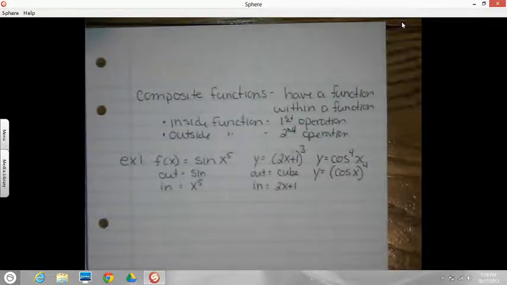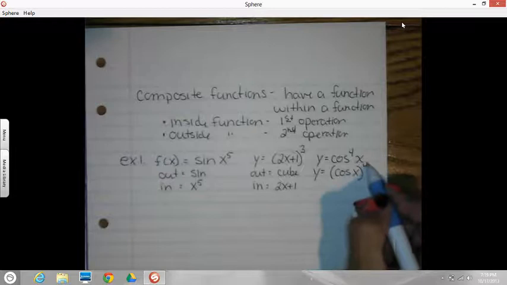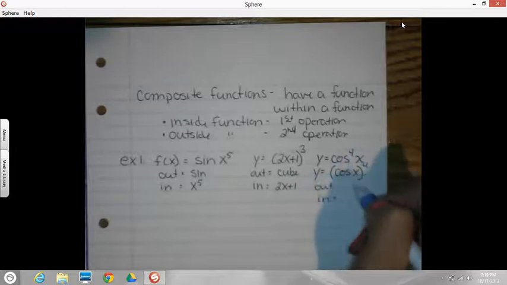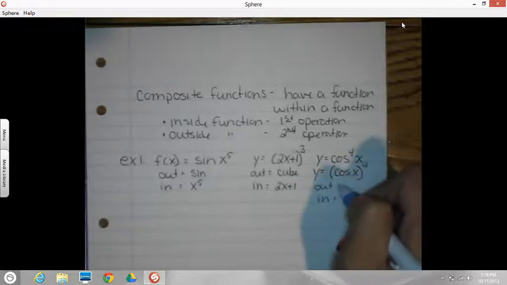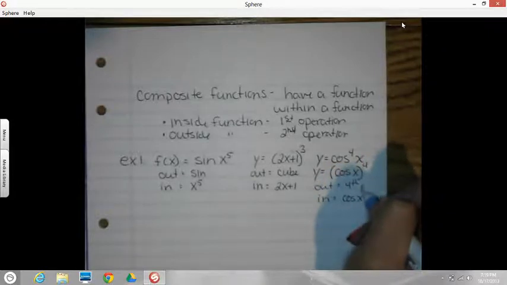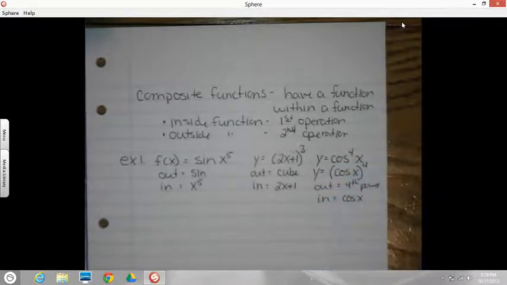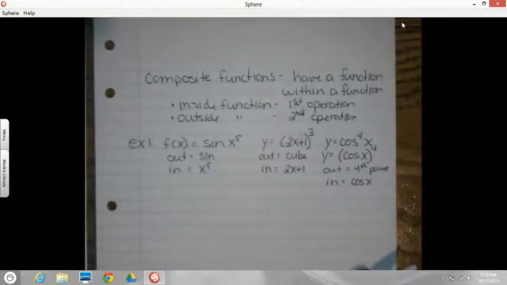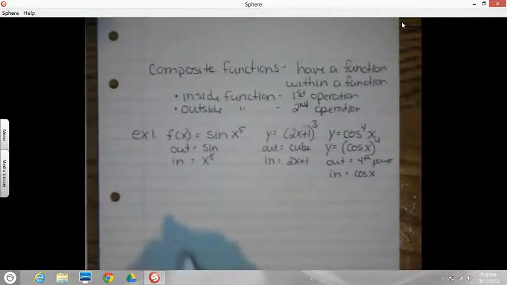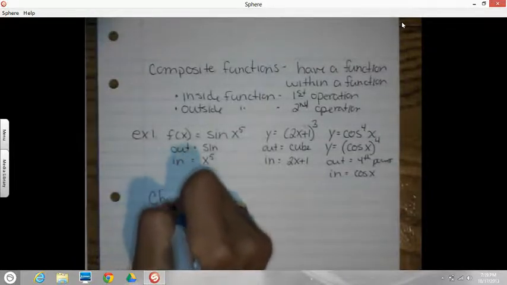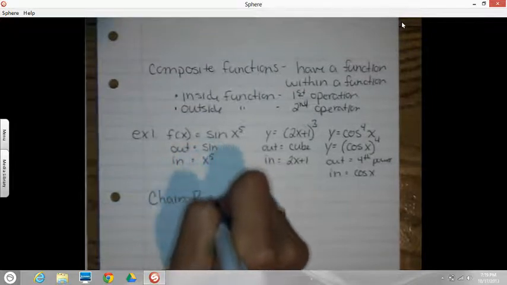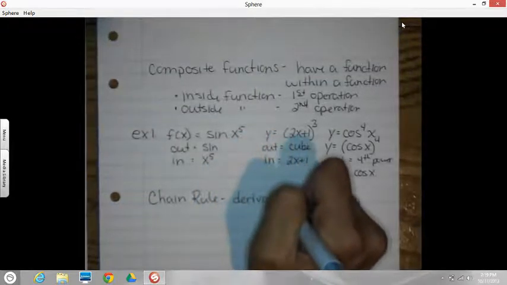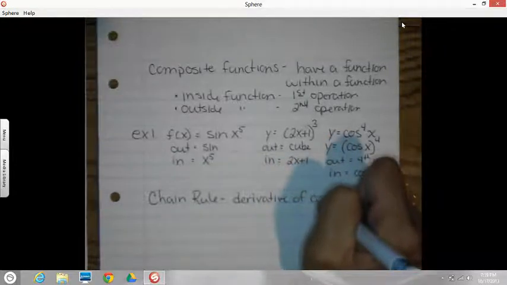So now it's very easy to see this is the inside the parentheses, this is your outside again. So the out and the in. The in is working out cosine x. The outside is the 4th power. And the whole reason you have to be able to pick out inside and outside is for this next derivative rule. And it's called the chain rule. And it takes the derivative of composite functions.